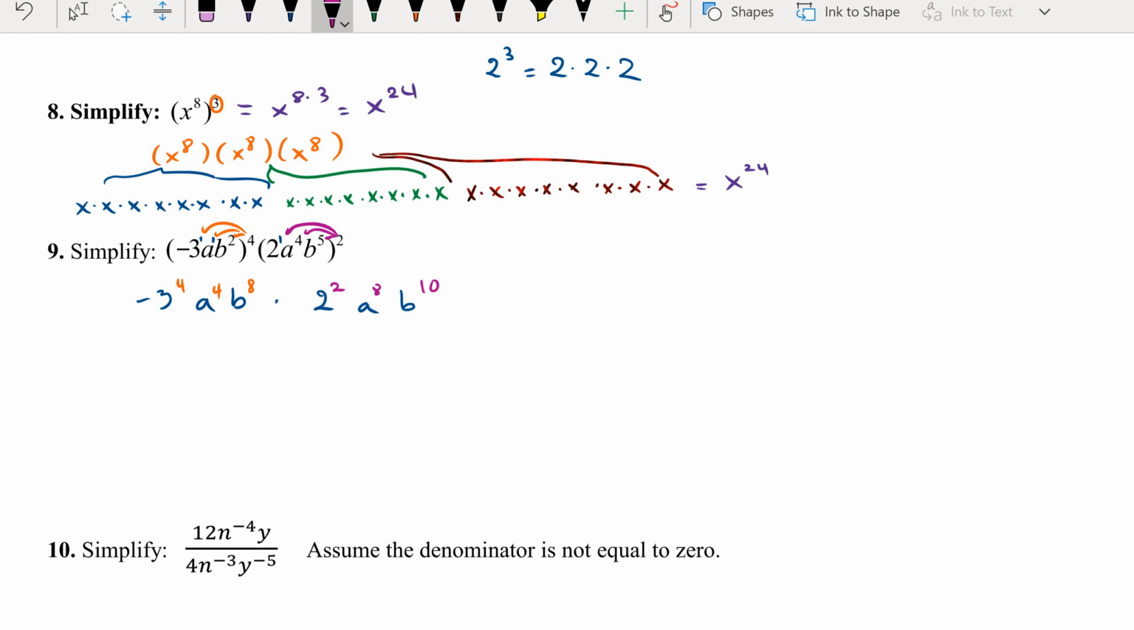Alright, so now we're going to work it out. Since the negative 3 goes together, I should put it in the parentheses. Negative 3 to the 4th power is negative 3 times negative 3 times negative 3, 4 times.